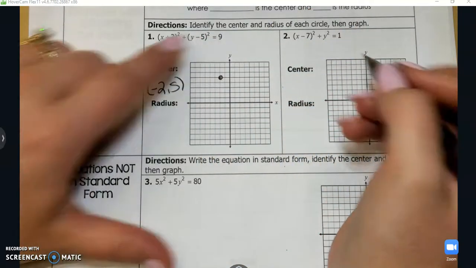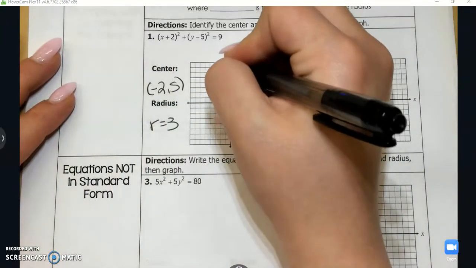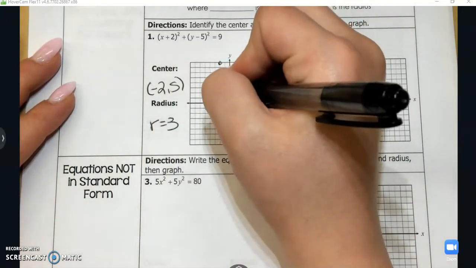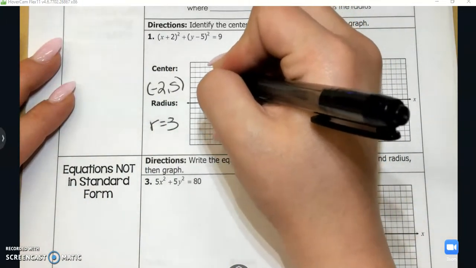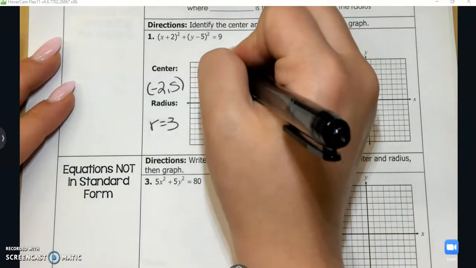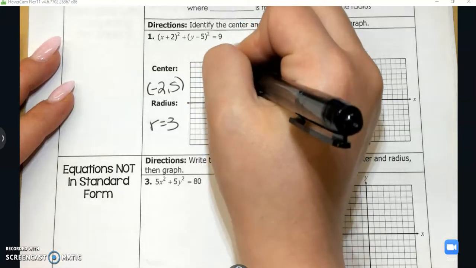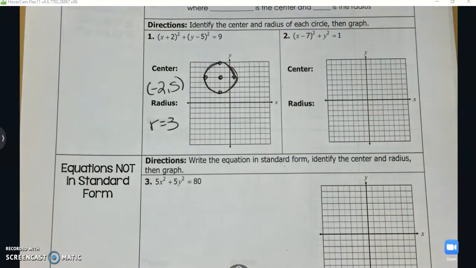And this is my radius squared, so my radius is 3. So from this center, I'm going to go up 3, down 3, to the left 3, and to the right 3. And then I'm going to do my best to connect those dots and make as best a circle as I can. Okay? So that's graphing circles, and that is it.